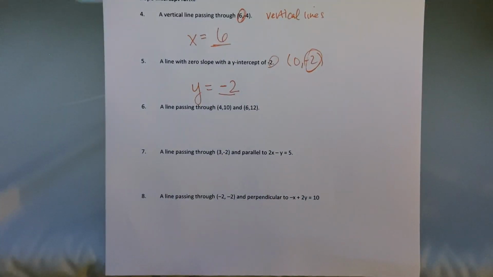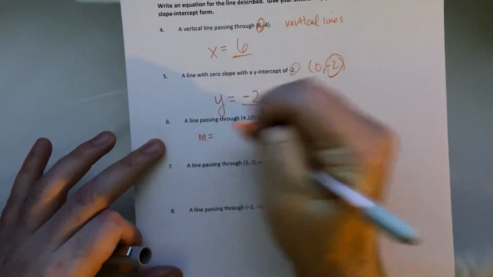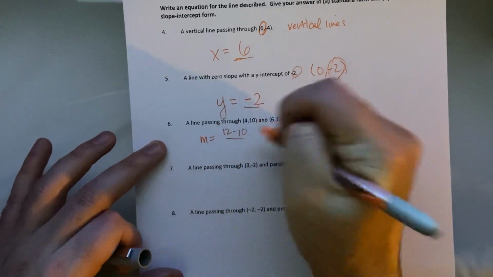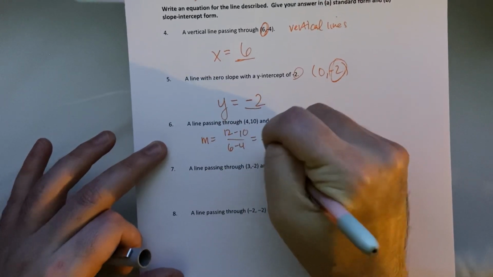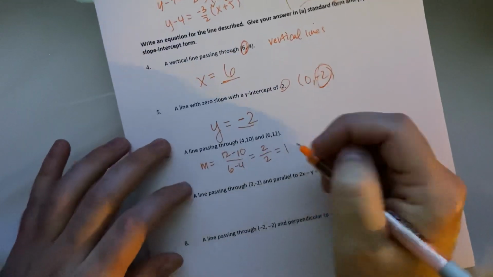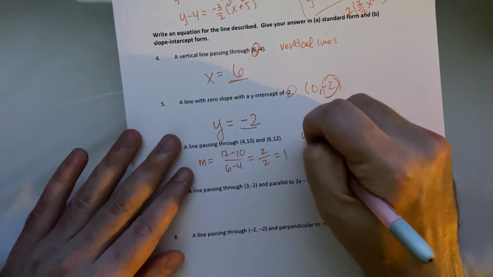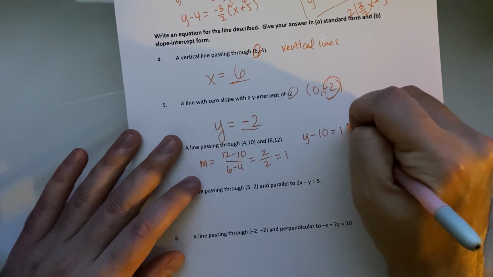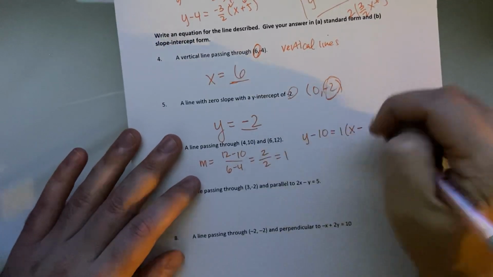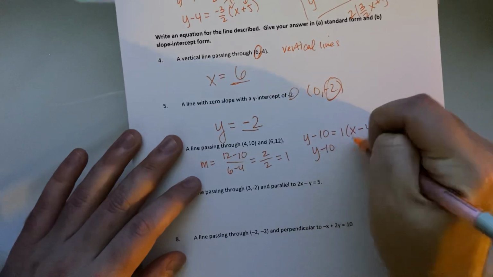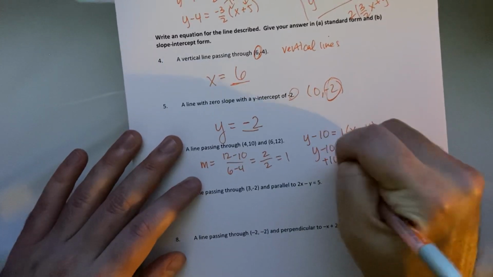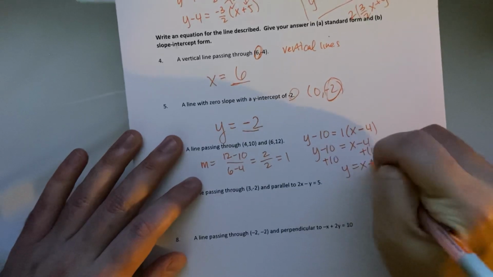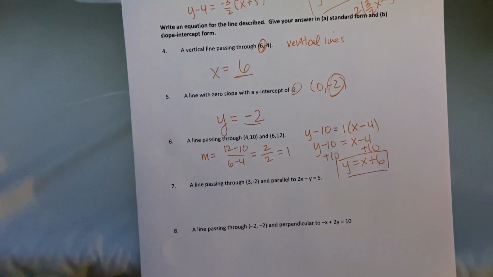A line passing through the points (4, 10) and (6, 12). Find our slope. y2 minus y1, 12 minus 10 over 6 minus 4. That's 2 over 2, which is 1. Now I can take either of those 2 points and use that point-slope formula. y minus y1, which we'll call 10, equals m, which is 1, times x minus the corresponding x value, which is 4. So y minus 10, I don't need a times 1, equals x minus 4. Add 10. y equals x plus 6. And you'd only have to move the x over to get it in the standard form.